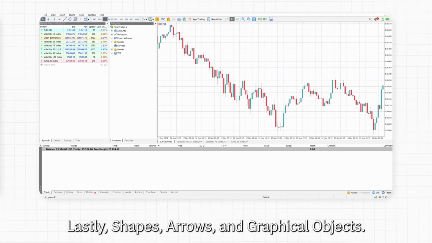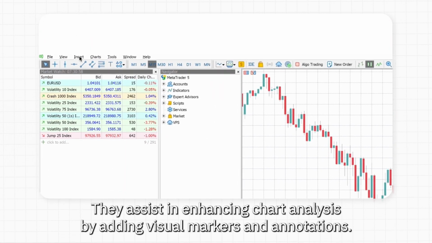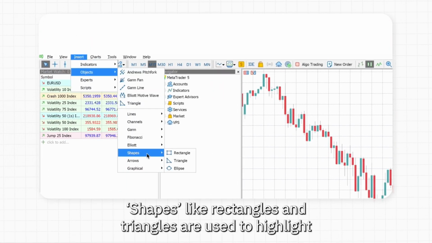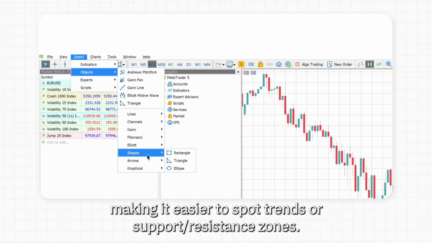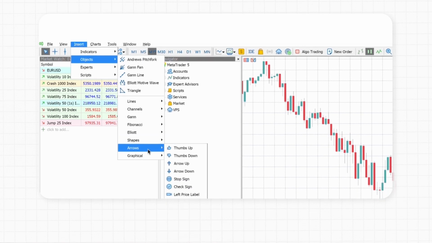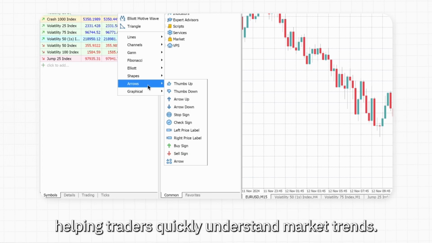Lastly, shapes, arrows, and graphical objects. They assist in enhancing chart analysis by adding visual markers and annotations. Shapes like rectangles and triangles are used to highlight specific areas or patterns on the chart, making it easier to spot trends or support resistance zones. Arrows indicate significant points and directions of price movement, helping traders quickly understand market trends.